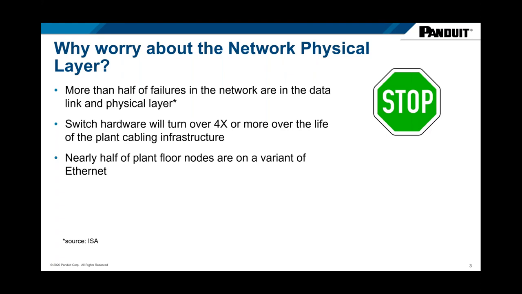The third point, as we're all seeing, is that network connected devices are rising along with the need for real-time data. Nearly 60% of nodes now are on variants of Ethernet. So approaching the physical network layer with a disciplined approach can reduce the risks, and it improves our processes.